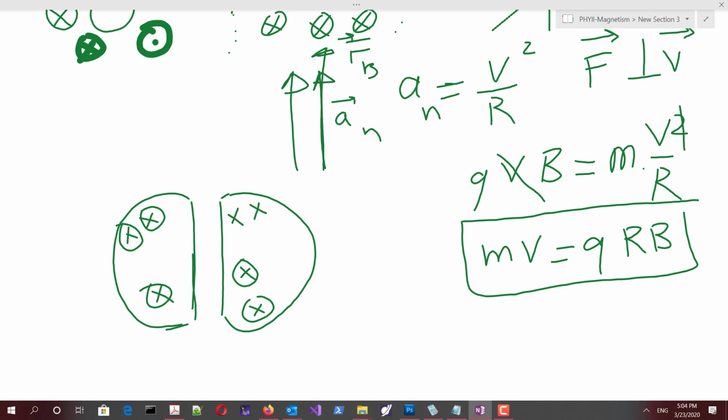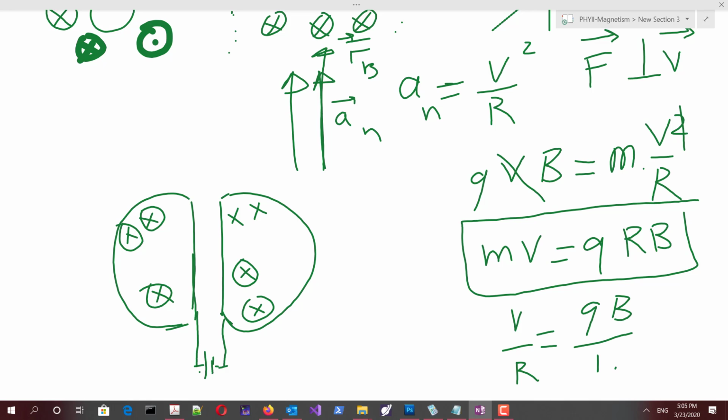If I take a charge, there is no magnetic field in the gap between them. And if I take these ends, these are conductors, metals of course, and connect them to a battery in here, I can do something interesting. Because from this expression, let me write it again: v over R is equal to qB over m.